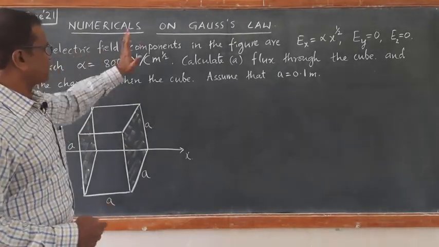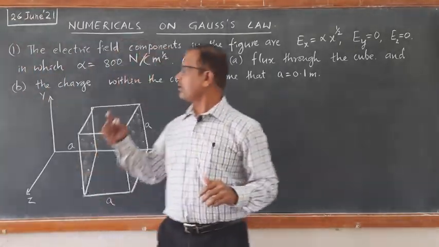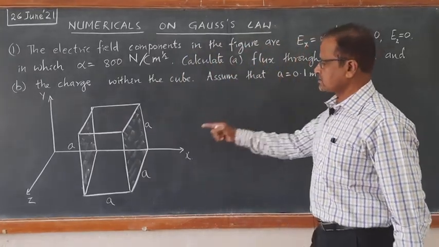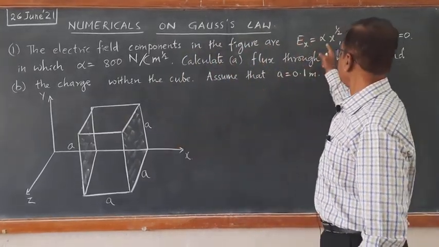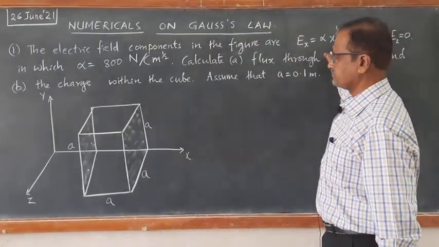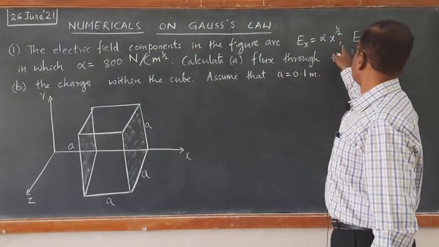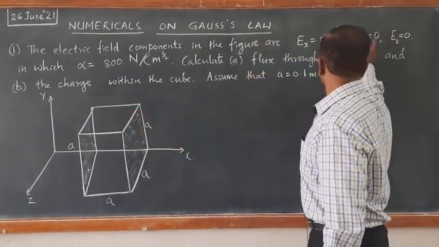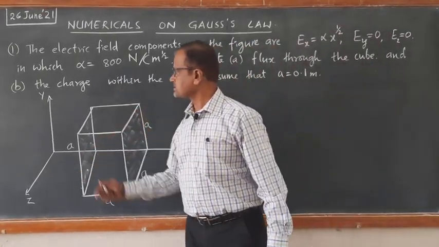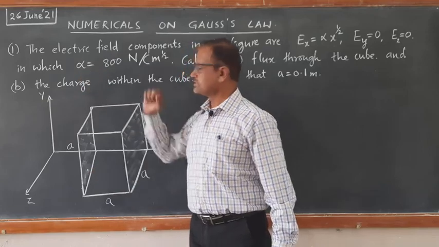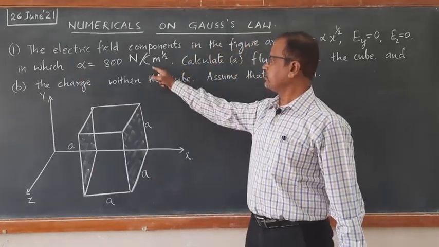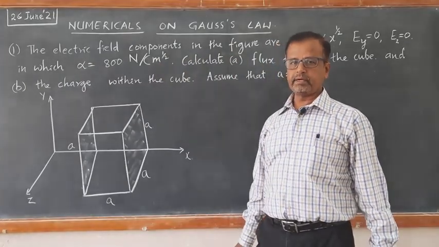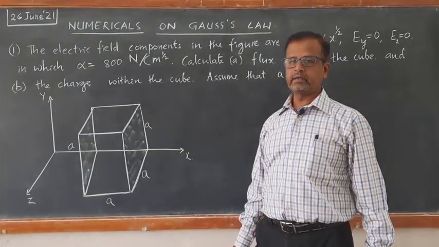So, the electric field components in the figure are: Ex, the x component of electric field, is given by alpha x raised to half, Ey equal to 0, the component along the y-axis is 0, Ez equal to 0, the component along the z-axis is 0, in which alpha is given as 800 Newton per coulomb per meter raised to half.